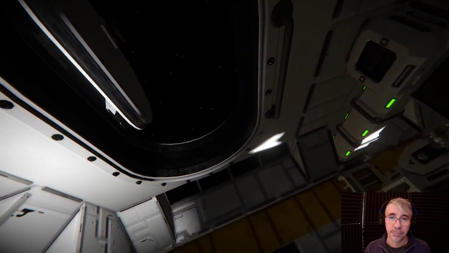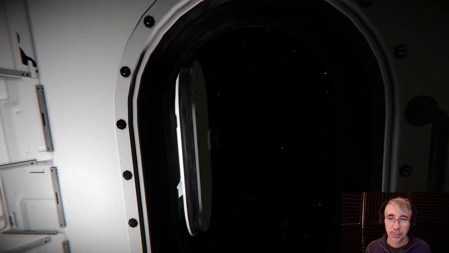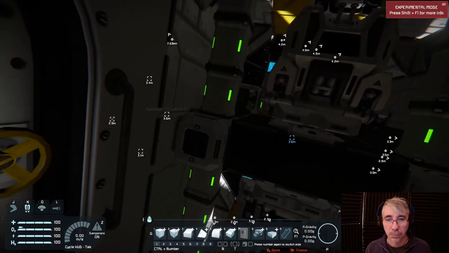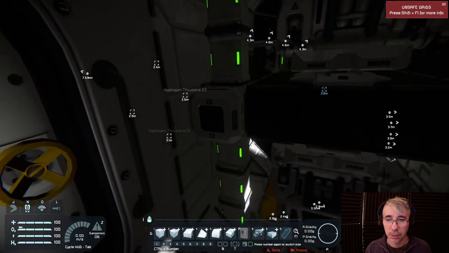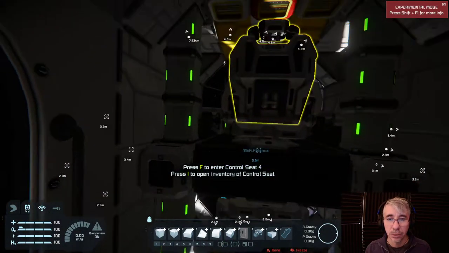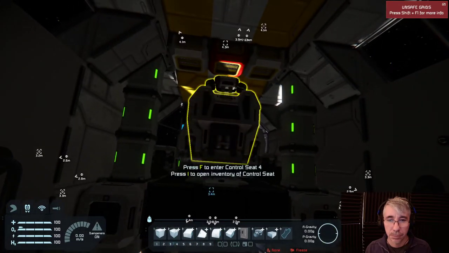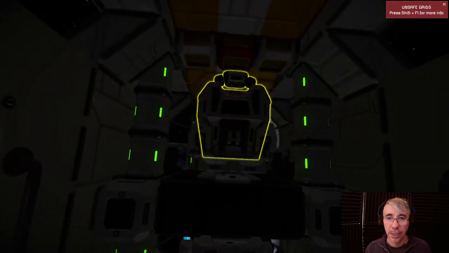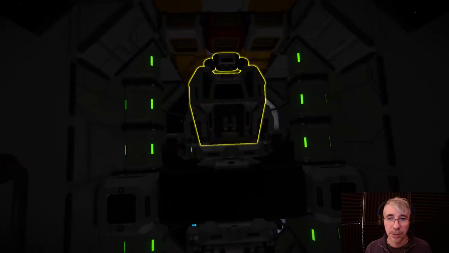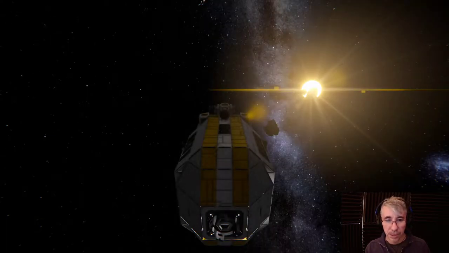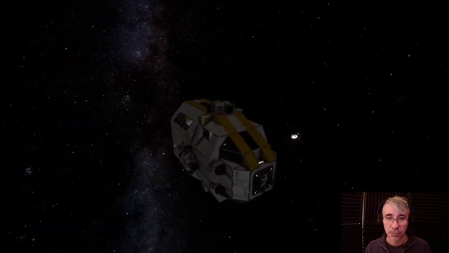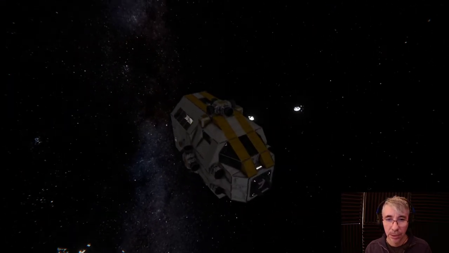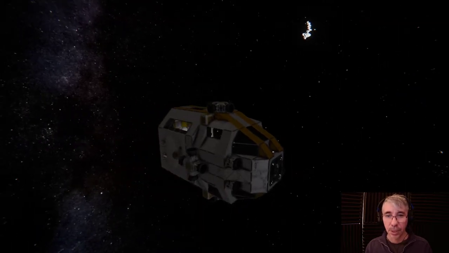Inside we have air vents, so we can pressurize the interior. Currently they are not working. I don't know why. It should. And I have this double cabin layout to be symmetric. So this is basically what we have in the interior.